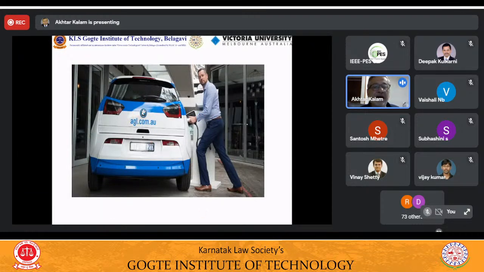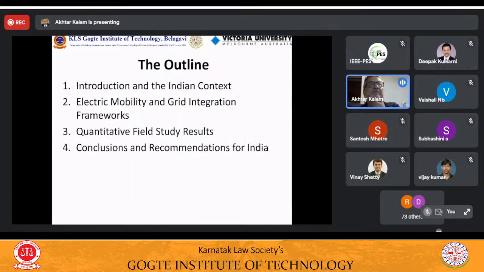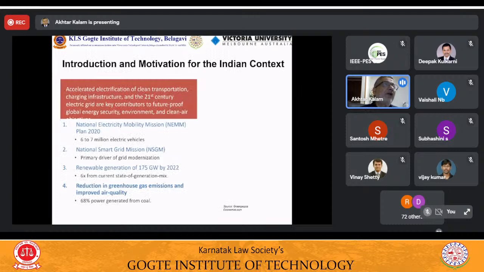Now, a bit on India itself before I complete. This is my last part. I want to give you some context with India and look at some of the results and some recommendations. First of all, India is committed to electrification, especially in the transportation area. They're looking at clean transportation, and they are doing that because they want energy security, environment, and clean air. I'll come back to that in a minute.